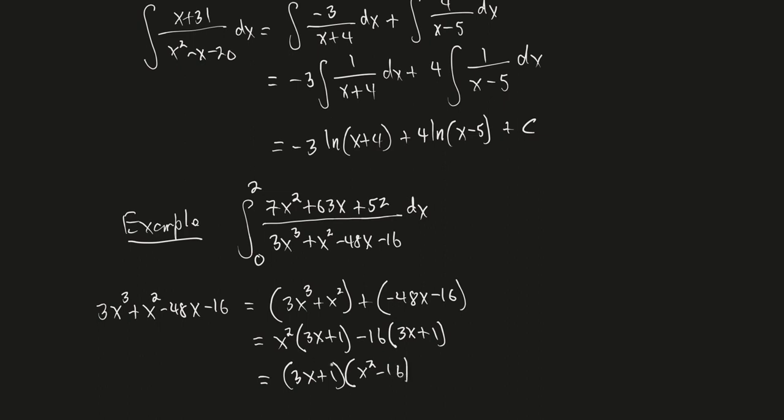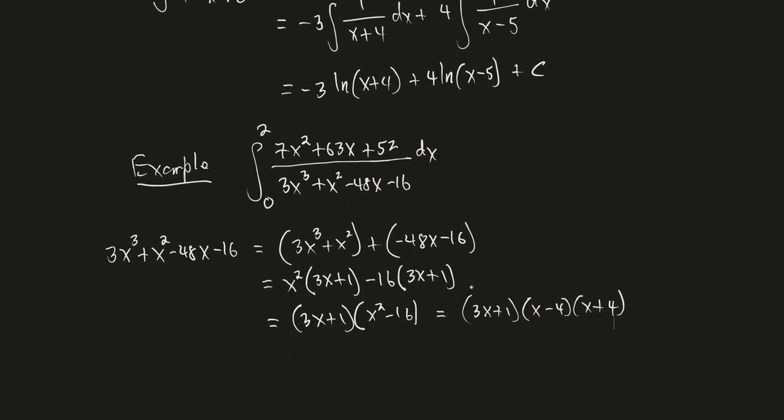So right now it looks like I definitely see a simple linear factor here, and it looks like a quadratic, but if you notice, this is a difference of 2 squares. So this can be factored even further. Now let me just factor it on this line. So then here's the full factorization of the denominator. It's the quantity 3x plus 1 times x minus 4 times x plus 4, right? And there we go. So all simple linear factors. All right. So what does this mean?